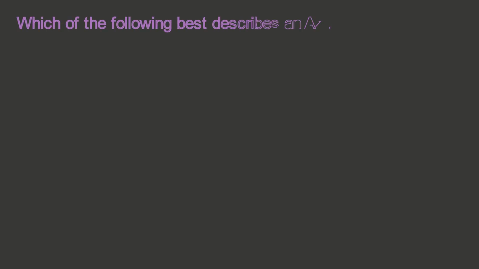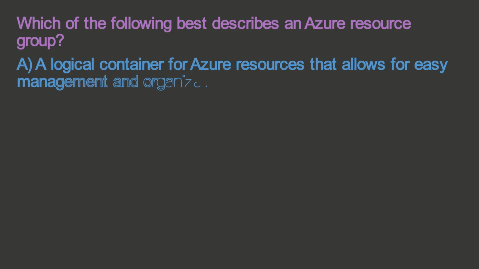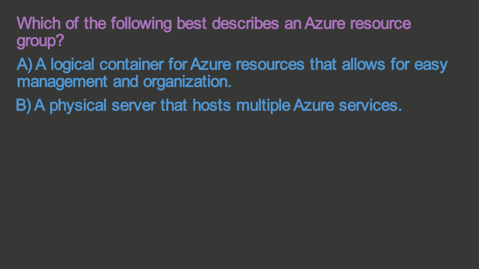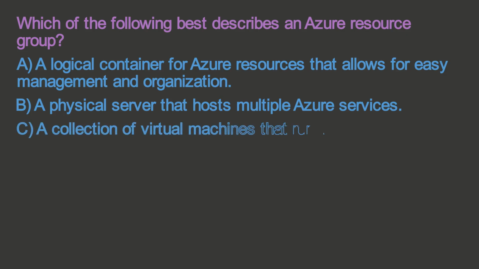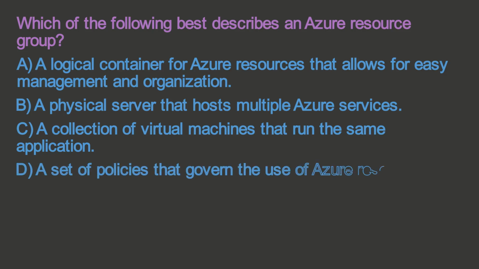Which of the following best describes an Azure resource group? A. A logical container for Azure resources that allows for easy management and organization. B. A physical server that hosts multiple Azure services. C. A collection of virtual machines that run the same application. D. A set of policies that govern the use of Azure resources.